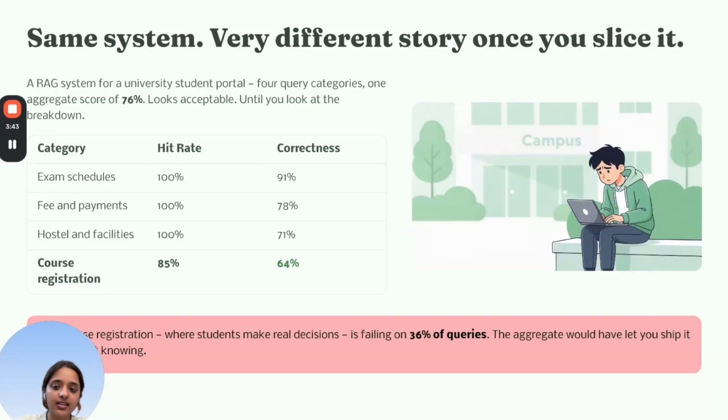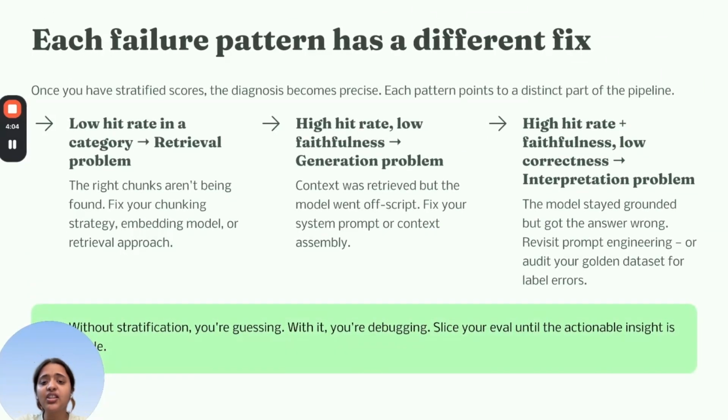And look at hostel facilities at 71%, but course registration only has 64% correctness. That means the model is failing in 36% of the queries. So we have to take a look at that and fix course registration and hostel facilities, both of them. These categories need to be fixed. Each failure pattern has a different fix.